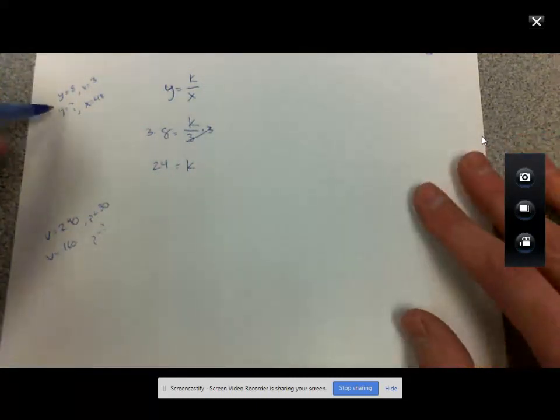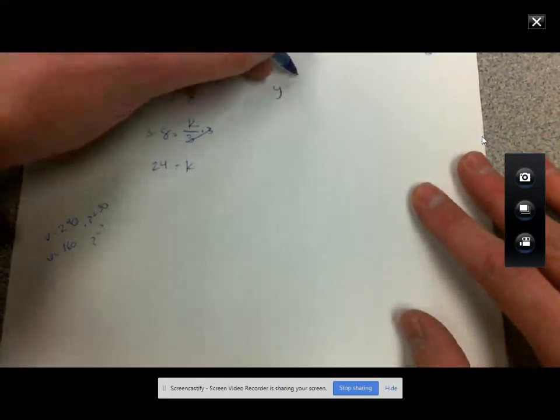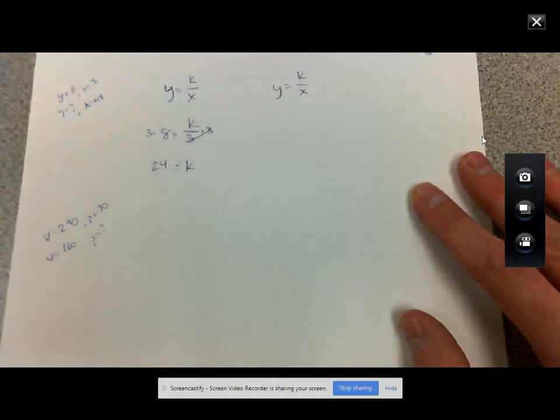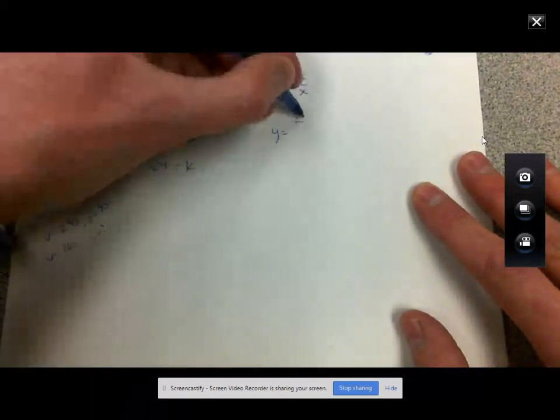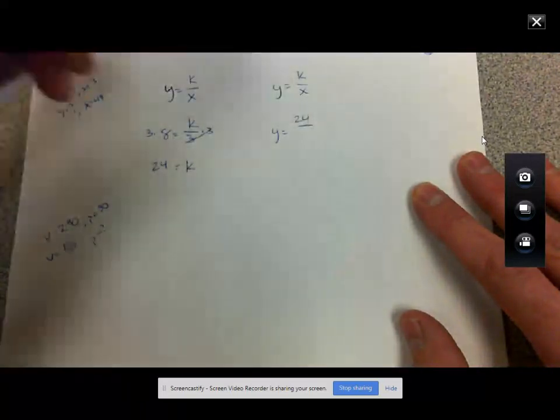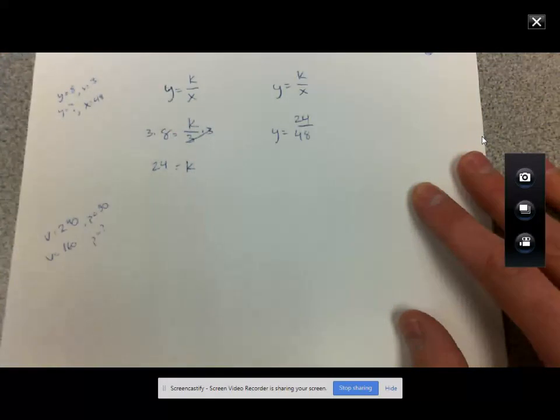The question was, what is y when x is 48? That was the question. So if I have y equals k divided by x as my formula, I don't know what y is. I know what k is, and I know what x is, 48. Which I'm pretty much done then. y equals 24 divided by 48.